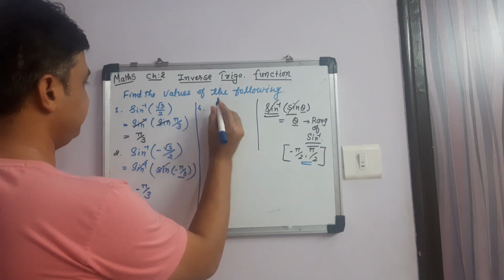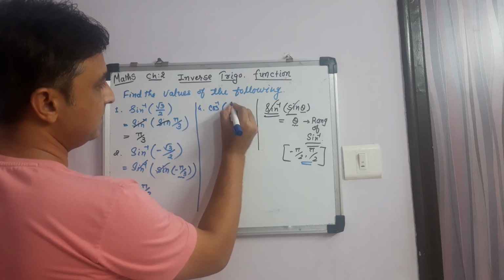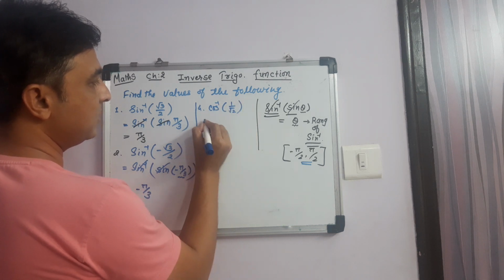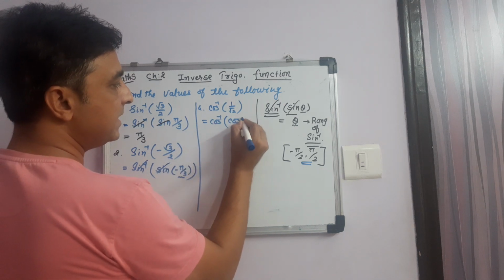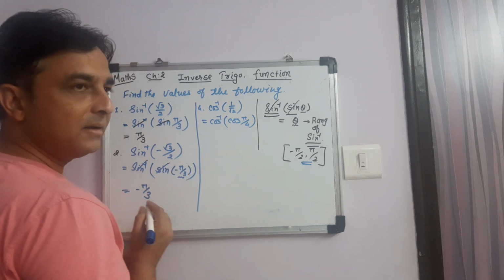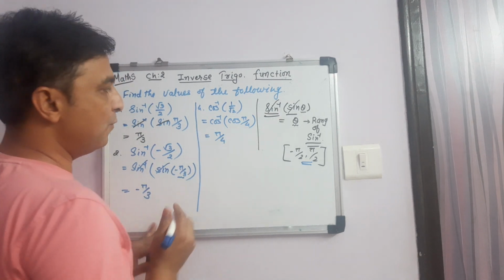See the fourth one, let cos inverse 1 by root 2. Cos inverse 1 by root 2 is cos pi by 4. So the answer is pi by 4.